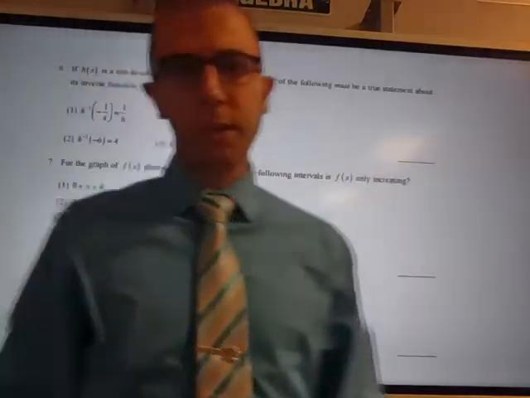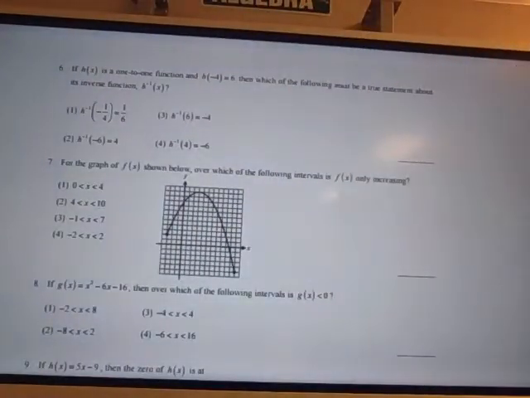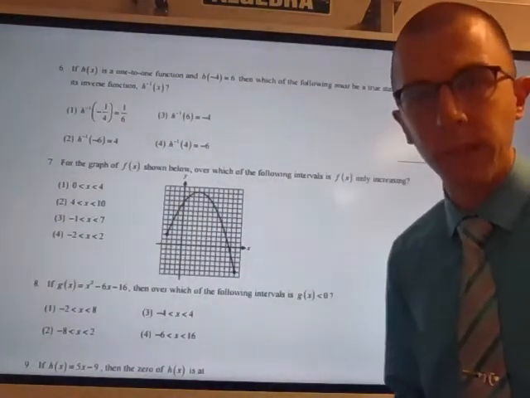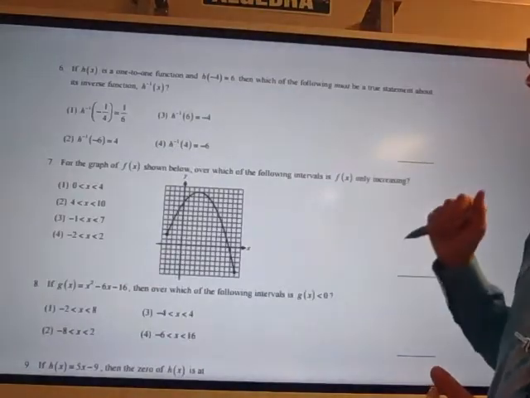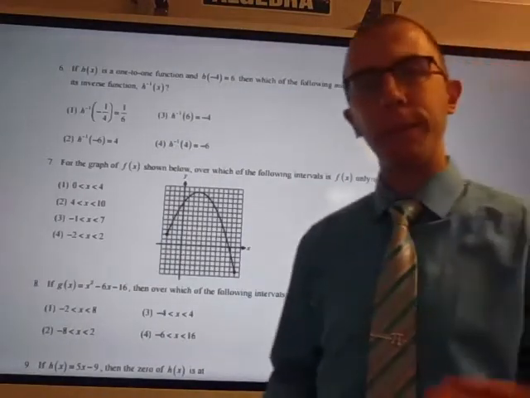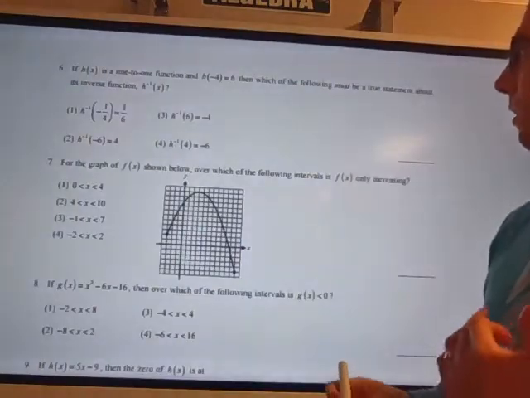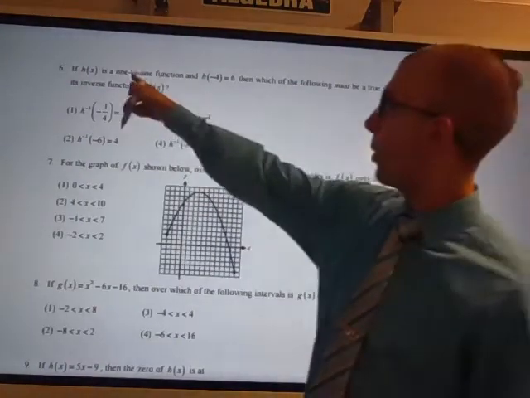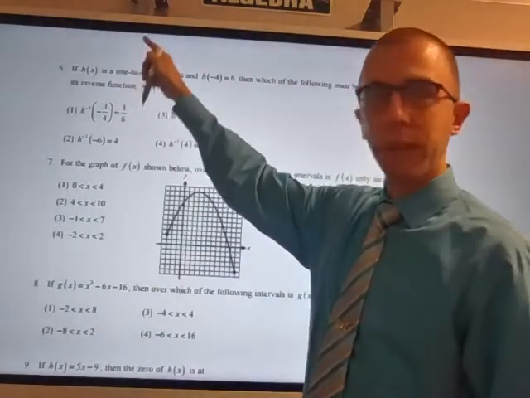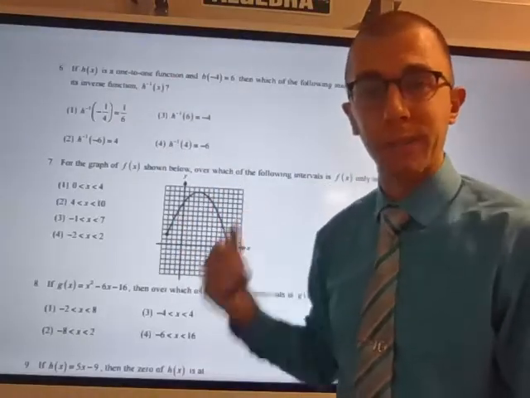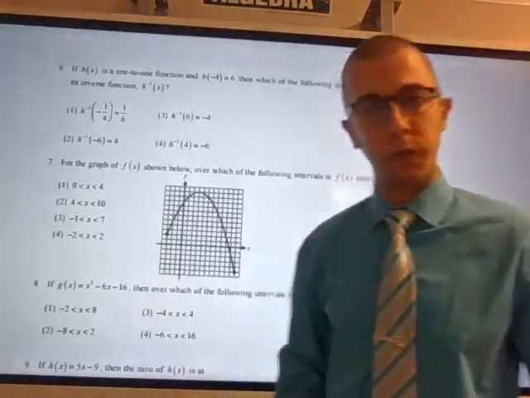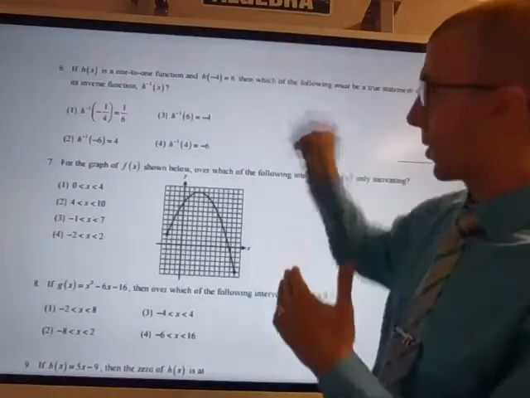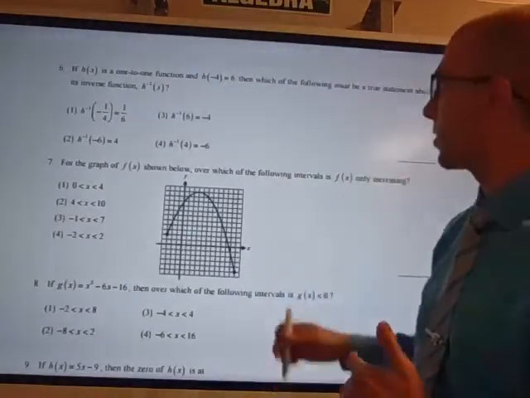If h of x is a 1-to-1 function and h of negative 4 equals 6, then which of the following must be a true statement about its inverse function, h inverse of x? Okay, they told us it was 1-to-1 because only if it's 1-to-1 can its inverse be a function. So they were just giving us that to show that its inverse could actually be a function.